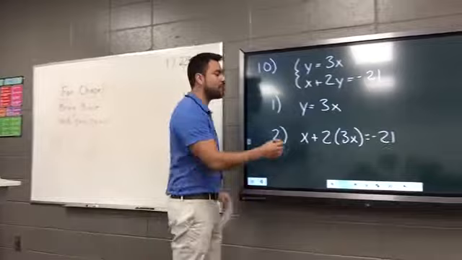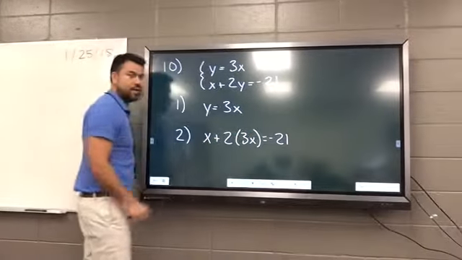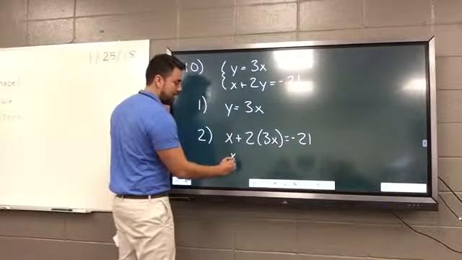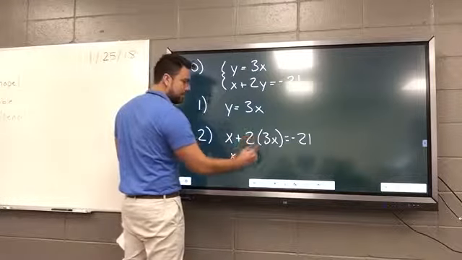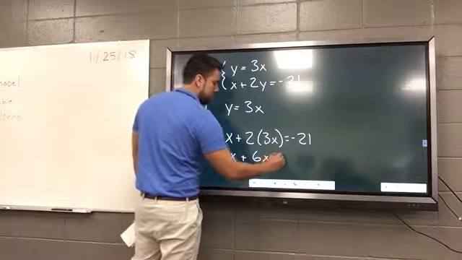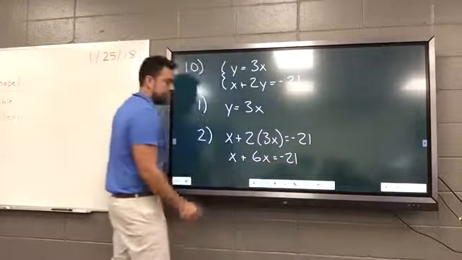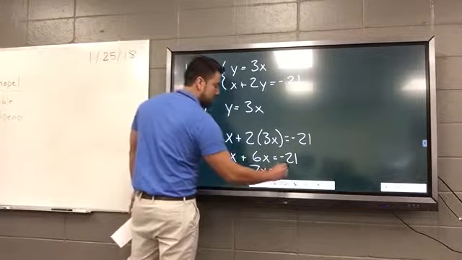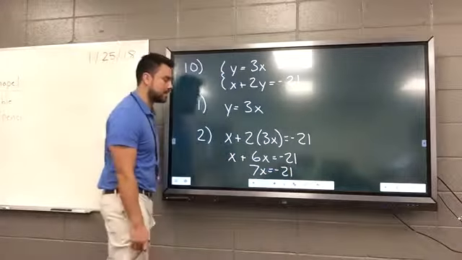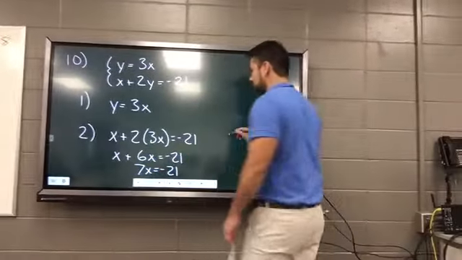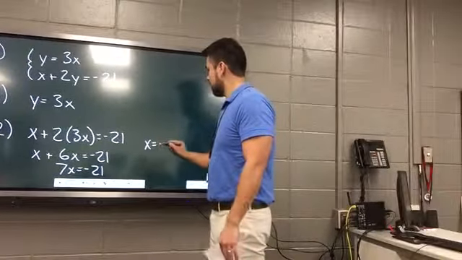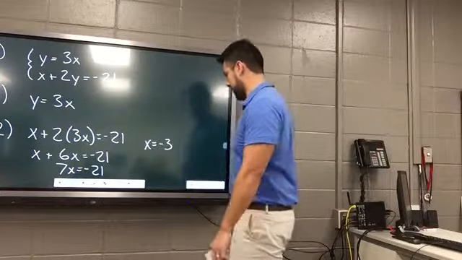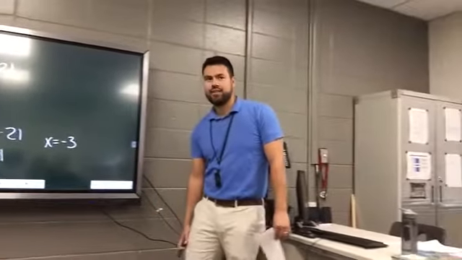All right, can I solve for x on the second one? All right, go ahead and do that. So you're going to do x plus, multiply these two, you get 6x equals negative 21. Add these two together, you get 7x equals negative 21. Divide both sides by 7. And what is x going to equal on this one? Negative 3. Okay, so I got x.